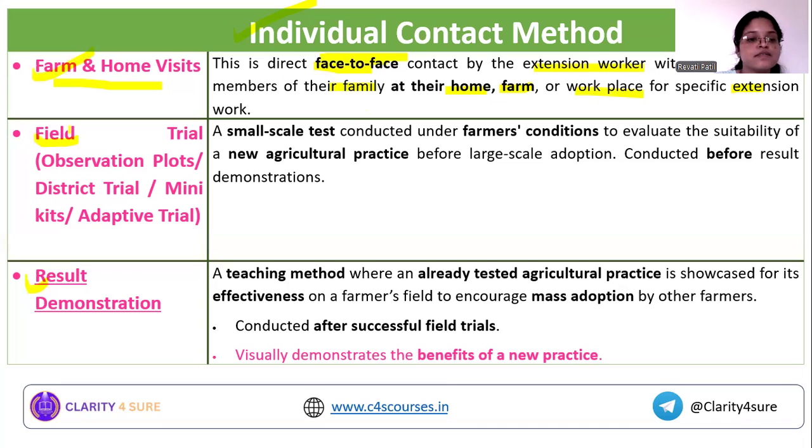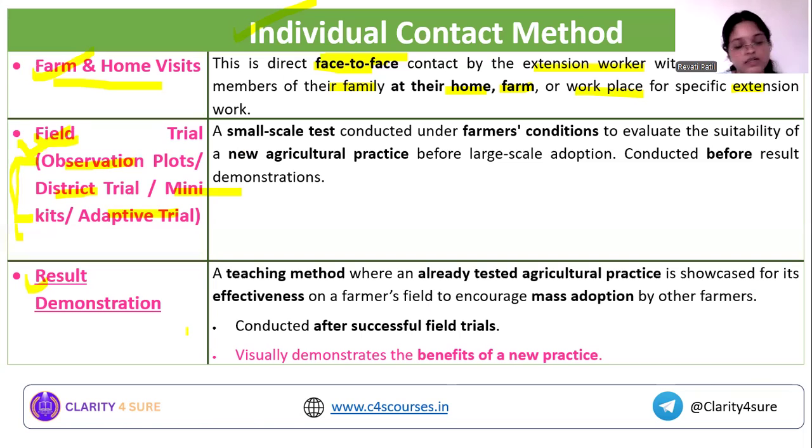Next is a field trial. For field trial, these are different alternative names which are used. The names are observation plot, district trial, mini kits, and adaptive trials. In examination, examiner might replace field trial option with one of these alternative names, and you're definitely going to get confused. So please note it down. These are the alternative names of field trials.